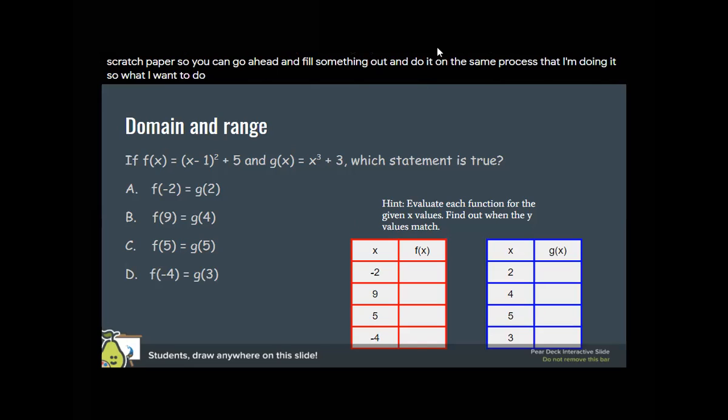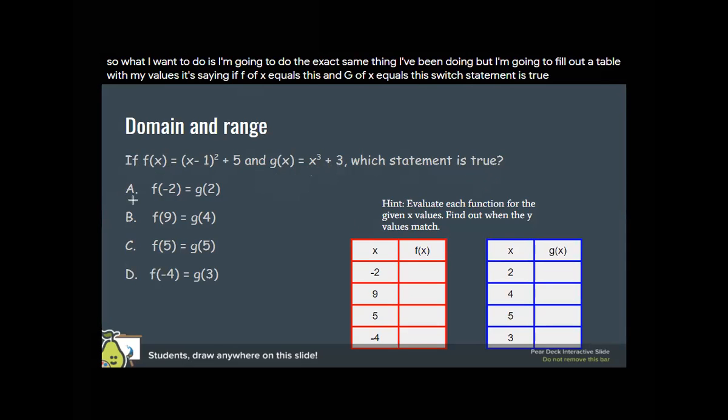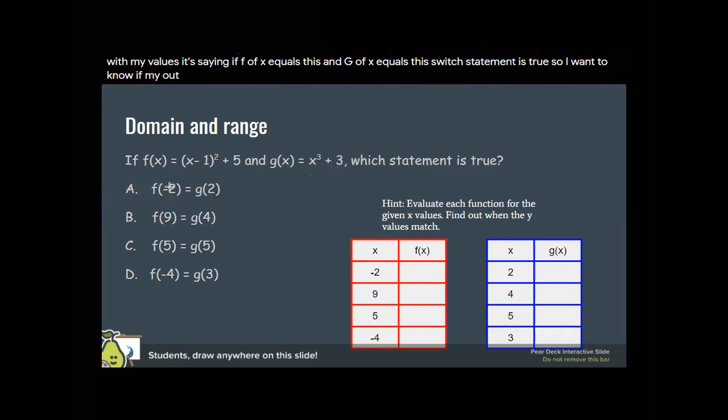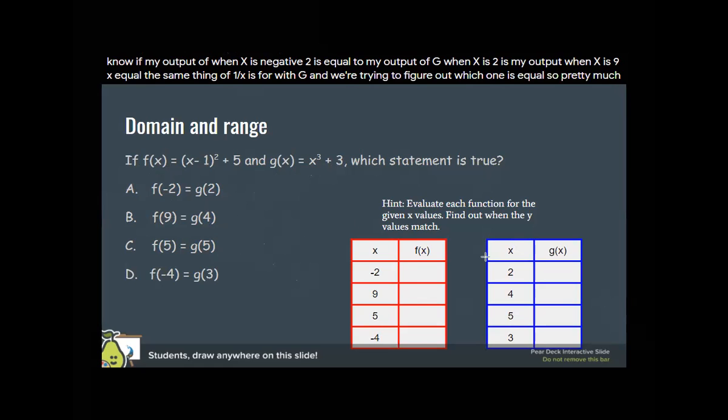So I'm going to do the exact same thing I've been doing, but I'm going to fill out a table with my values. It's saying if f of x equals this and g of x equals this, which statement is true? So I want to know if my output of f when x is -2 is equal to my output of g when x is 2, is my output of f when x is 9 equal to g when x is 4, and we're trying to figure out which one is equal. So pretty much we've got to find our outputs.